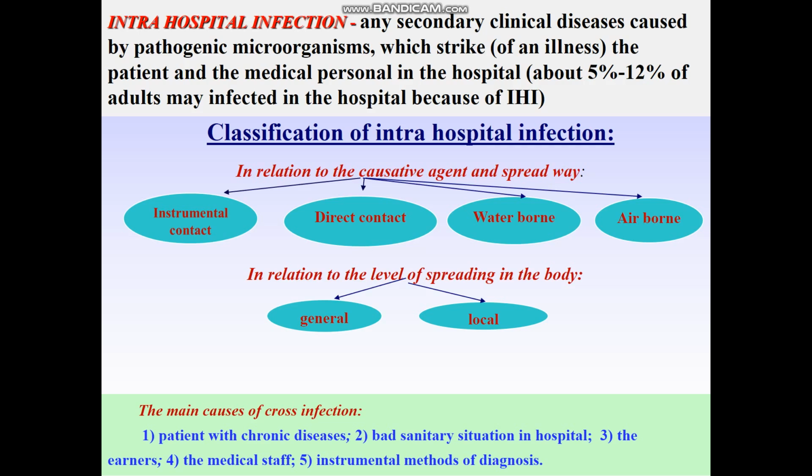Divided into two groups, general and local. General infection such as sepsis, local infection such as skin infection or pneumonia. The main causes of cross-infection: patients with chronic disease, bad sanitary situation in hospital, the illness, the medical staff, the instrumental methods of diagnosis. Measures of intrahospital infection prevention can be divided into specific and non-specific.